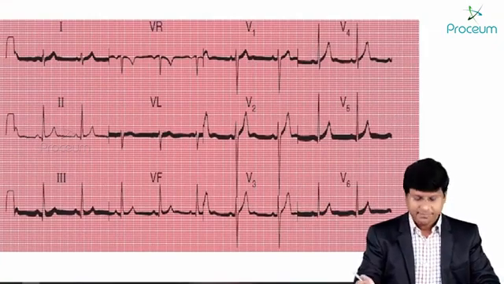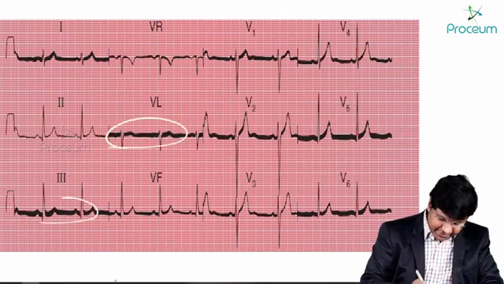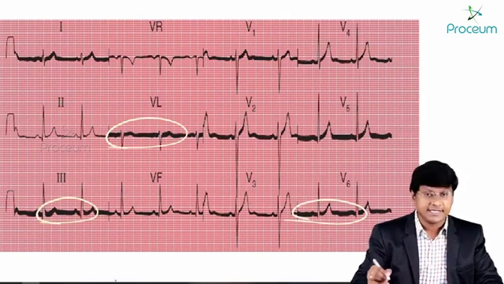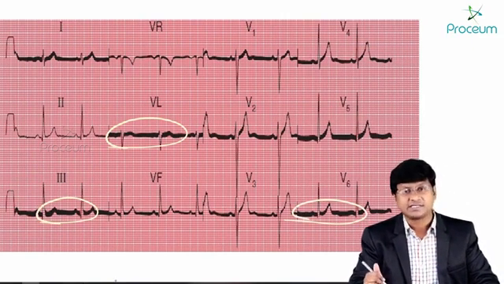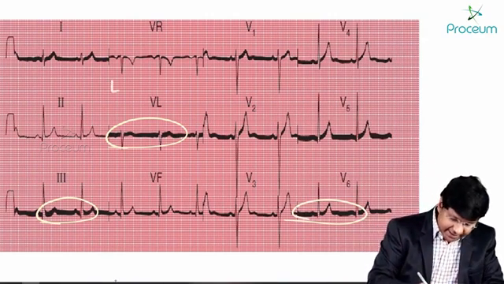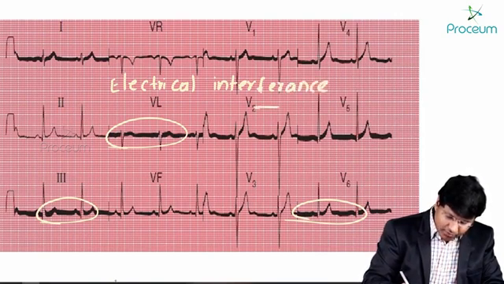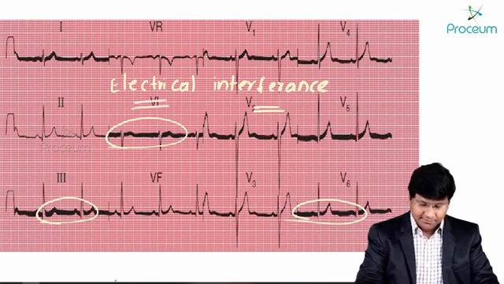ECG abnormality. What are you noticing? You're noticing there are some thick lines in between. What is this? This is the effect of electrical interference. I'll tell you what that is. Now, what is this electrical interference?